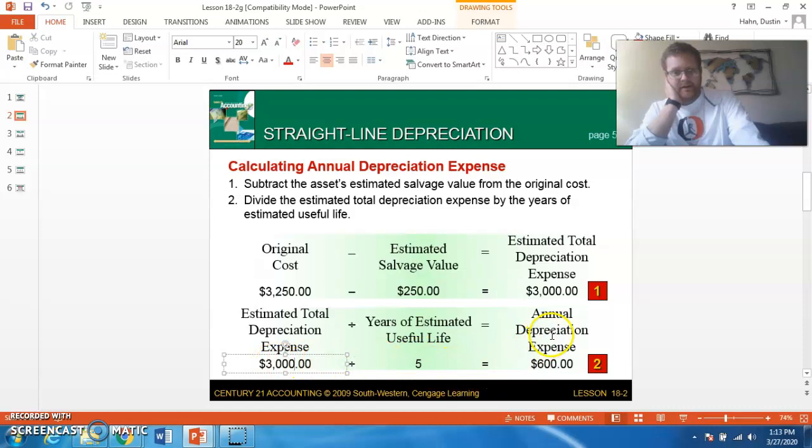Now to find our annual depreciation, we take our total depreciation, which is $3,000, and divide that by how many years we will have this car. Since we're having it for 5 years, we take $3,000 divided by 5. Now we are anticipating our depreciation expense per year to be $600.